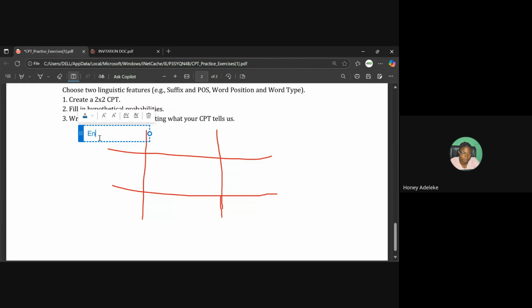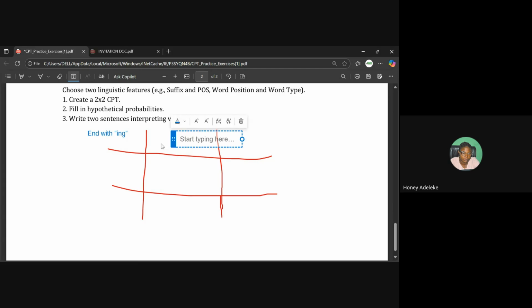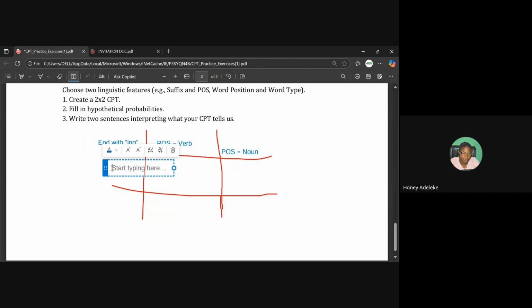So assume I want to look at something that ends with "ing". Then here, I want to look at whether the POS is a verb, and here, let's say the POS is a noun. I hope it's something we can follow. So we have yes here, and we have no. This is what is expected of you to do.